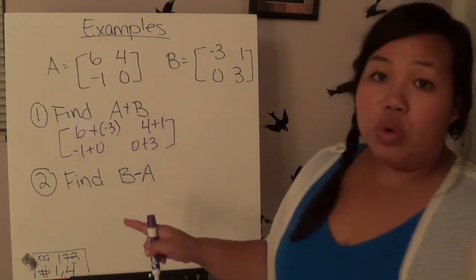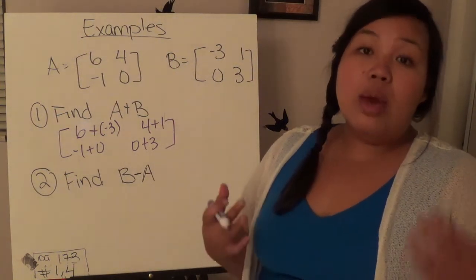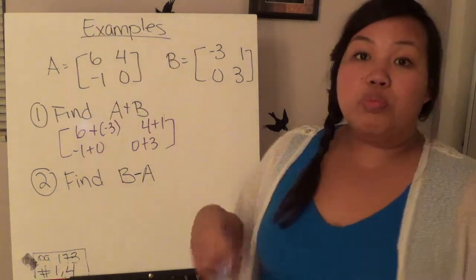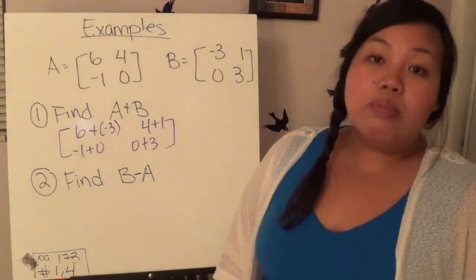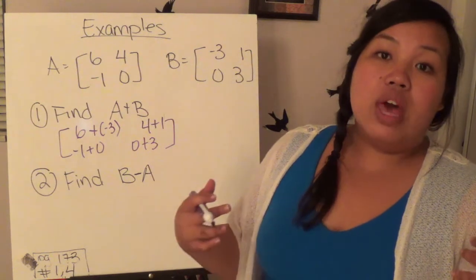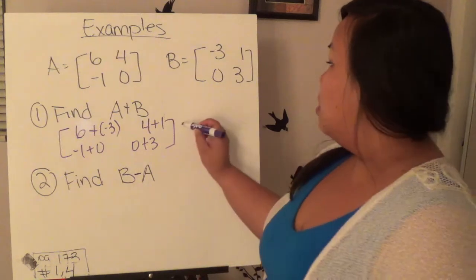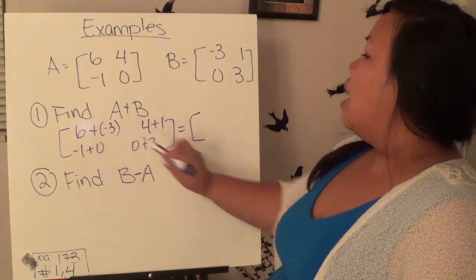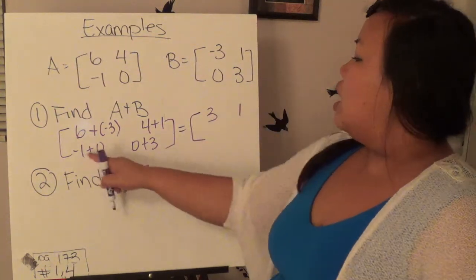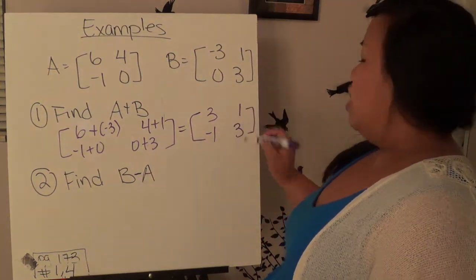This matrix is to show your work, so make sure that you show the matrix. I know you guys all want to do it in your head and it's quicker that way, but when we get into more and more complicated matrices, I need you to practice showing the details in your work, because one mathematical mistake could throw the whole thing off. And I want to make sure that I grade you according to you understanding the concept and not necessarily because of one small mathematical mistake. So 6 minus 3 is 3. 4 plus 1 is 5. Negative 1 plus 0 is negative 1. And 0 plus 3 is 3.